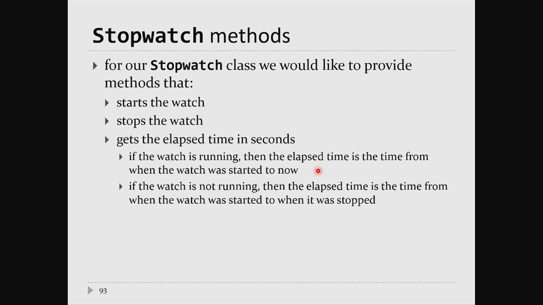Now, how do you get the elapsed time? The watch might be running when you call the method that returns the elapsed time. So if the watch is running, then the elapsed time is the time from when the watch was started to now. If the watch is not running, then the elapsed time is the time from when the watch was started to when it was stopped.